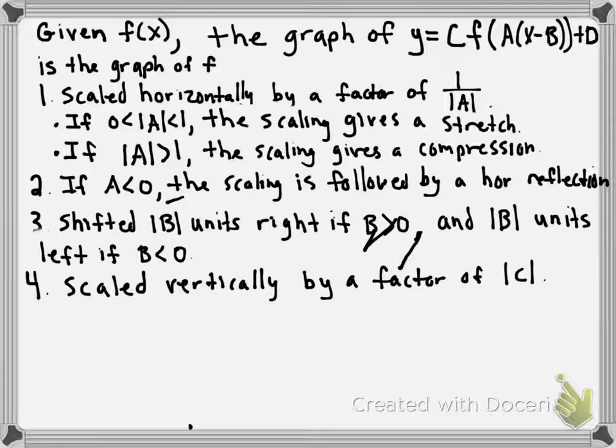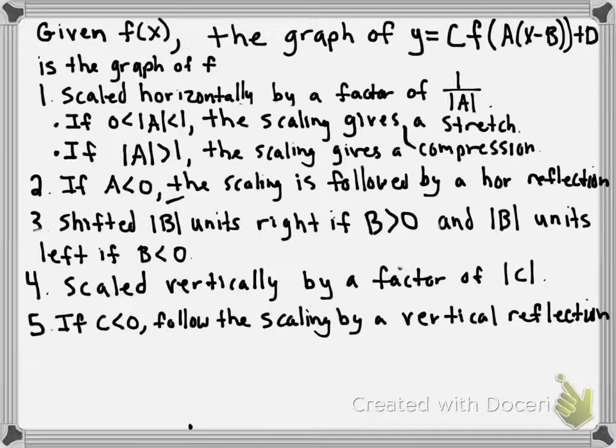Once we have finished these first 3 horizontal transformations, the next 3 steps would be to start doing our vertical transformations. You would look at the c in front of f, and we would want to scale the graph vertically by a factor of absolute value of c. This is the point where we would just multiply all the y coordinates on the graph by the absolute value of c. Now after the vertical scaling, if c happens to be less than 0, we're going to follow that scaling by a vertical reflection. In that case, we would multiply all the y coordinates on the graph by -1.